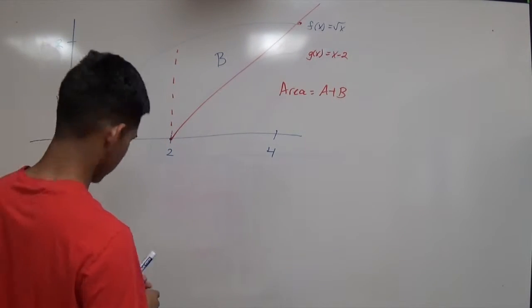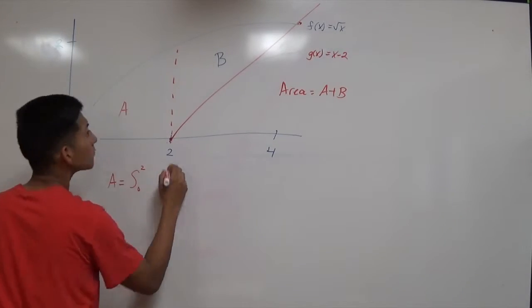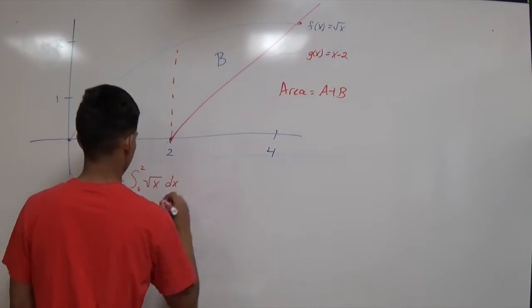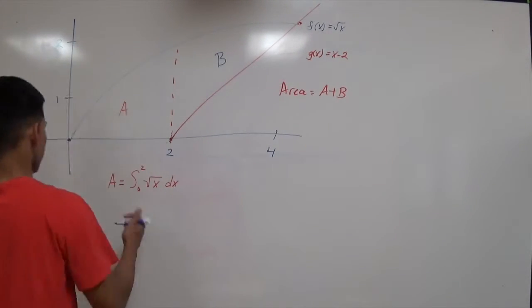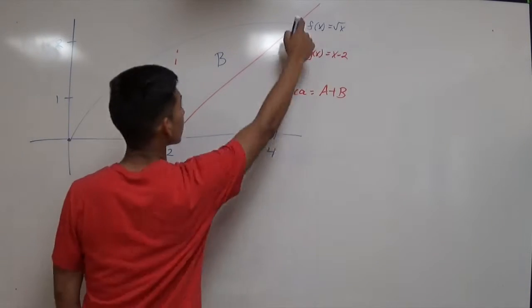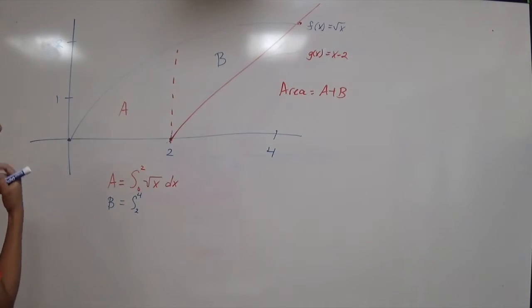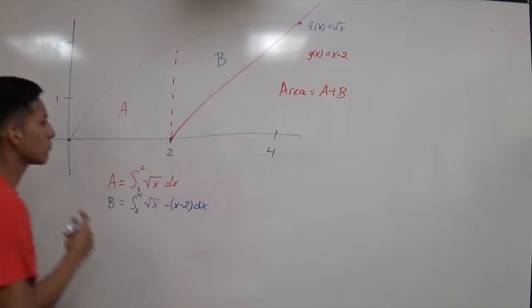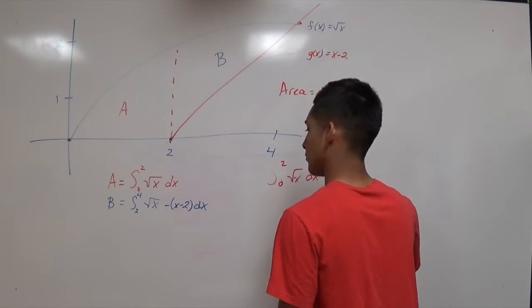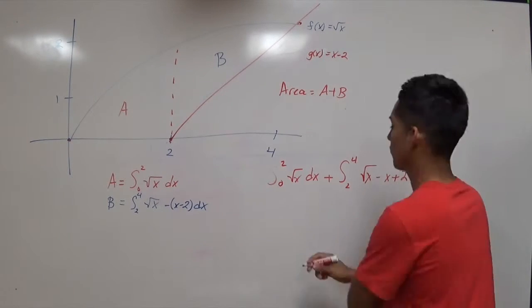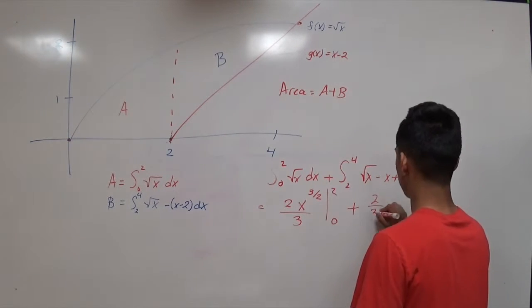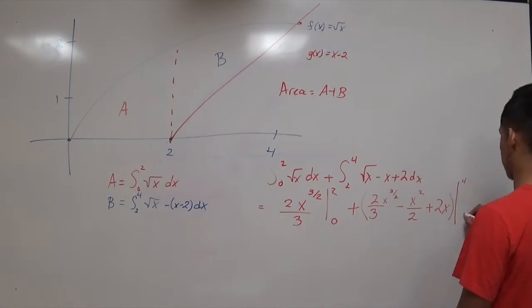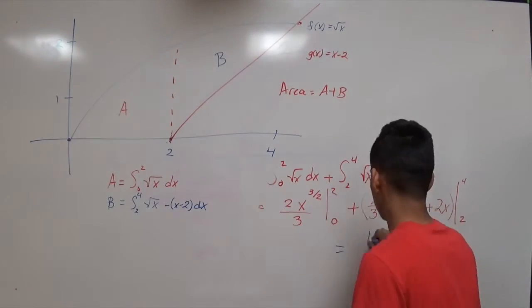Since root x is only bounded by the x-axis from 0 to 2, we're just going to take it normally and find the integral for that. However, with B, we're going to use the concept we previously learned, and we're going to take the top and subtract it from the bottom. So we're going to take root x, and we're going to subtract the function x minus 2. So now we just think back that a total is the sum of its parts. So we're just going to add A and B, or the integrals that we defined for them, and we're going to solve it out and get 10 over 3 units squared.